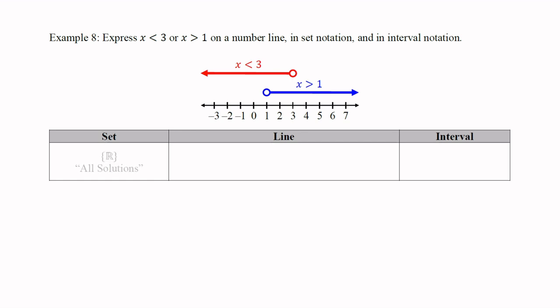So our set notation would be all solutions, indicated by our double bar R, all real numbers. Our number line, we would shade the entire number line. And in interval notation, it would be -infinity to +infinity.